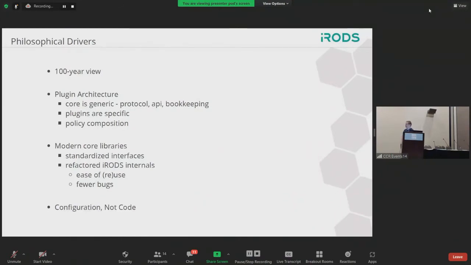And so the real goal is, we saw this earlier, configuration, not code. We don't want anybody to have to write this stuff. You don't want to be the expert, that's fine.